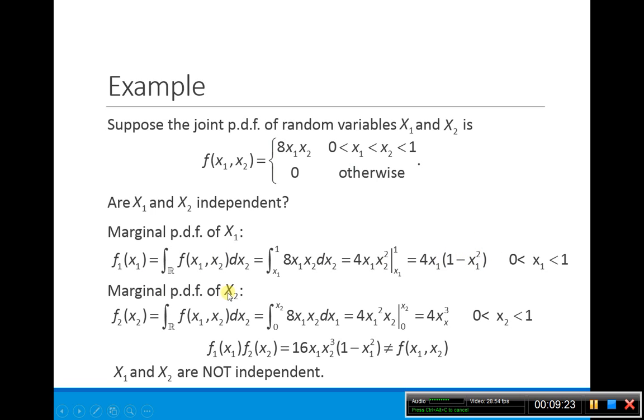Similarly, we get the marginal PDF of x sub 2. So now this should be integrating with respect to x sub 1. So this is a typo here. Integrate with respect to x sub 1. X sub 1 ranges from 0 to x2. So those are our limits. We integrate with respect to x1, so here we have this 4 x1 squared x2. Evaluating our limits, we get this. If we multiply our marginal PDFs, we get this complicated thing, which is definitely not what our joint PDF is. So x1 and x2 are not independent.